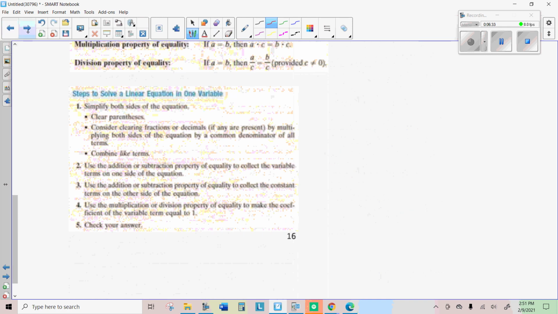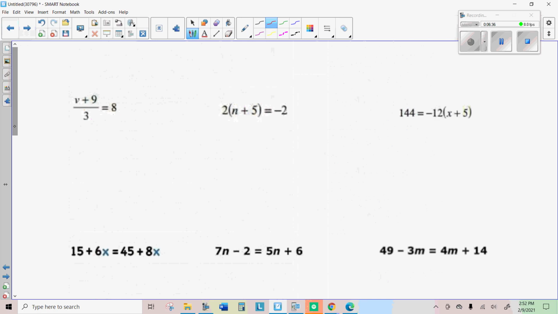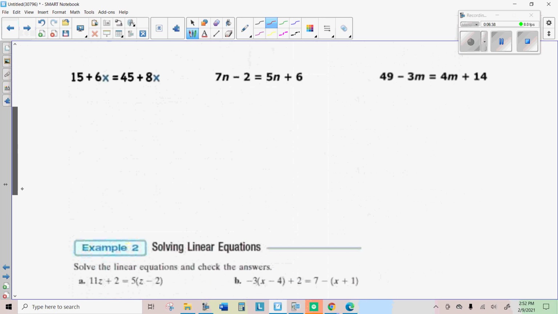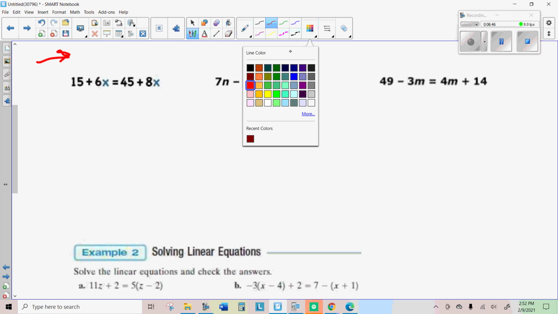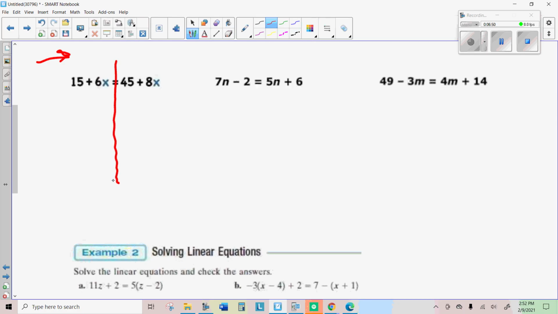You are going to go to this page here. I believe we did all those on the top there, but all of these have x's on both sides. Now, it doesn't really matter which one you decide to subtract away. I just do it a certain way all the time. I always get rid of the one that's smaller, because then when I subtract, I end up with a positive coefficient, which then I don't have to worry about negatives when I'm dividing.